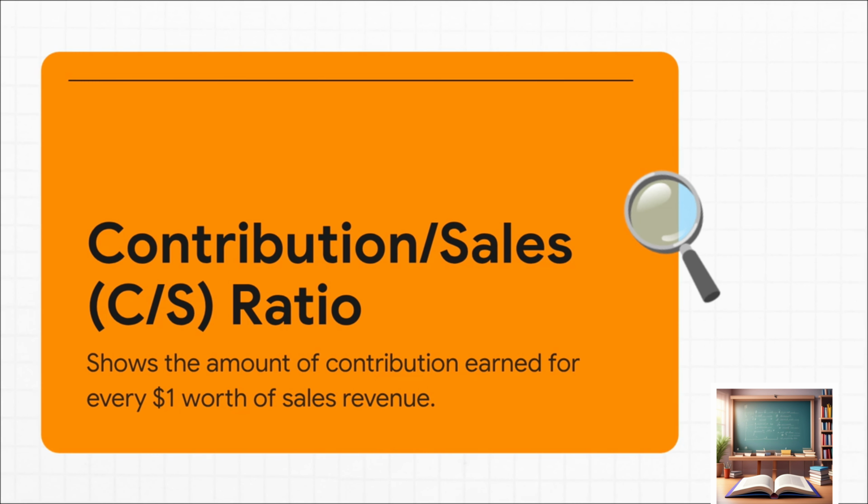We can also look at this as a percentage, which is super useful. It's called the contribution to sales, or CS ratio. For our coffee cart, a $2 contribution on a $4 sale, well, that's a CS ratio of 50%. And what that tells us is that for every single dollar that comes in from a sale, 50 cents is available to cover our fixed costs and then start building profit. It's a really powerful little number.